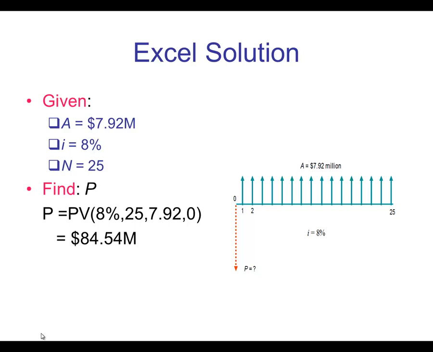You can try and develop that solution with Excel. Remember that the present value or present worth is PV, so you can use the PV function within Excel with 8% interest rate. The number of periods is 27, the annuity is 7.92, and the type is 0 because it will be paid at the end of the year. And you should get the same value or the same solution.